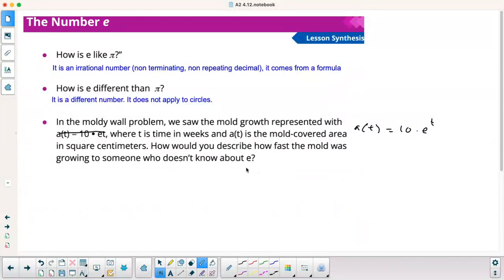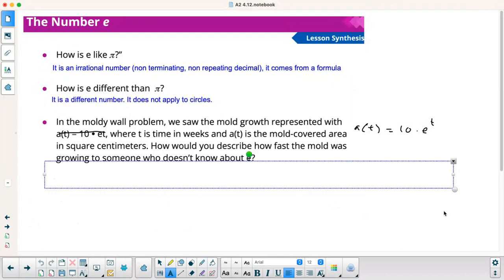How would you describe how fast the mold was growing to someone who doesn't know about E? I would say our growth factor of E is approximately 2.718. So the area of the mold is being multiplied by 2.718 every week.